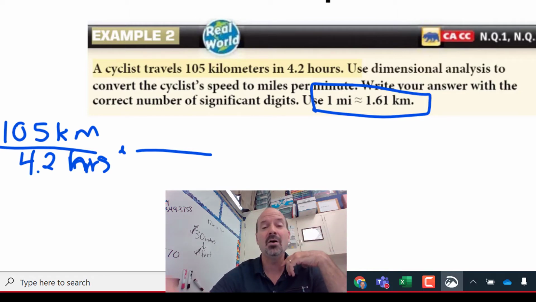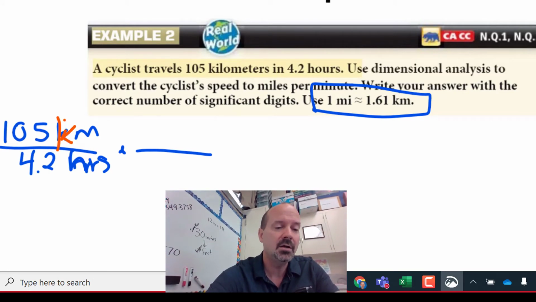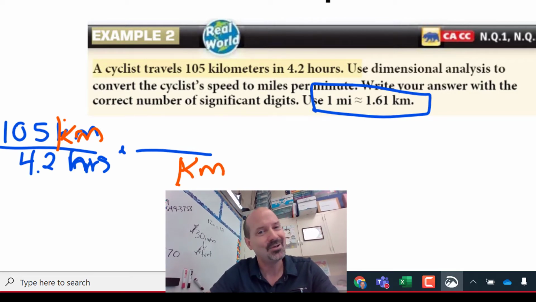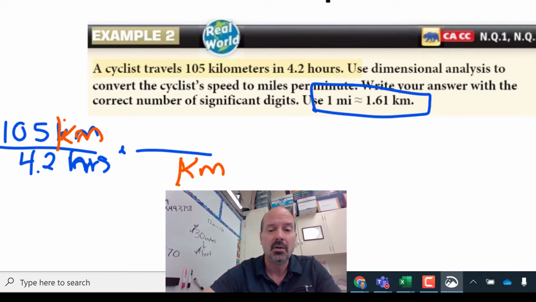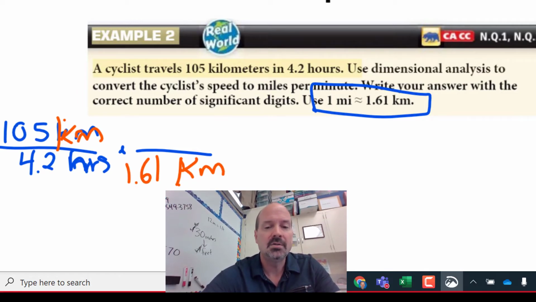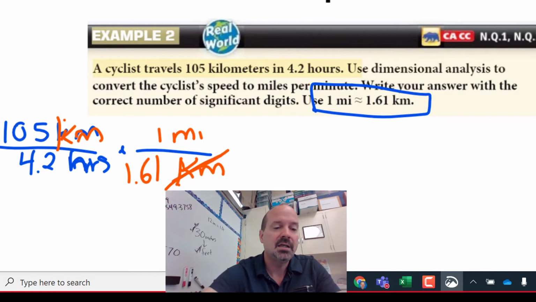So to figure that out, look back at the problem. Did you notice it had kilometers here on top? So kilometers has to go on the bottom of my conversion factor. Why? So that they'll cross cancel. That's the secret weapon for changing units: they have to cross cancel so that your units will work out. So it turns out it's 1.61 kilometers and 1 mile. Now when I multiply, kilometers will cross cancel with kilometers.